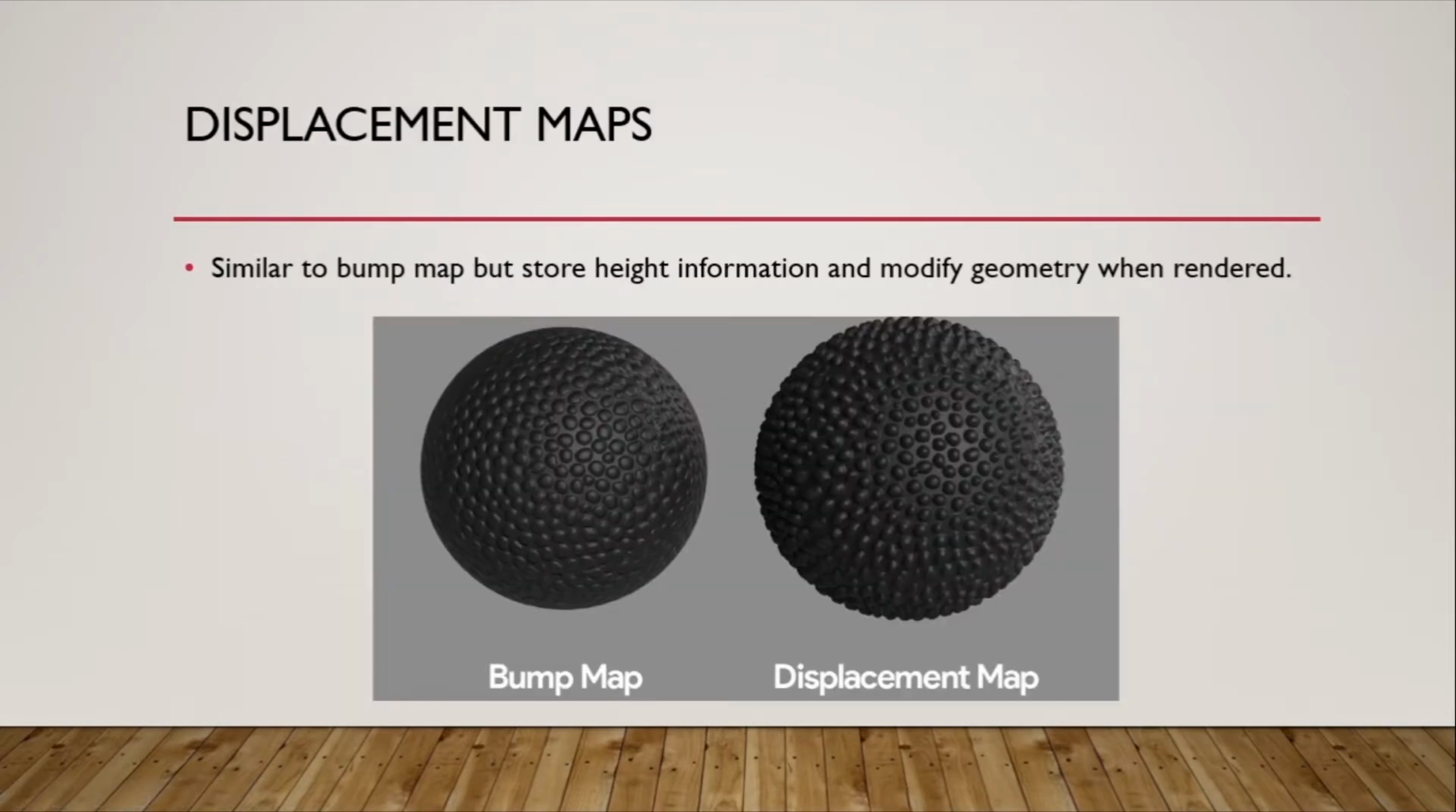Displacement map. Similar to bump map, but it stores height information and modifies geometry when rendering. Bump map does not have the height information, and is only used for low polygon, while displacement map is for high polygon with better detail with the height information, which changes the vertices of the 3D model.